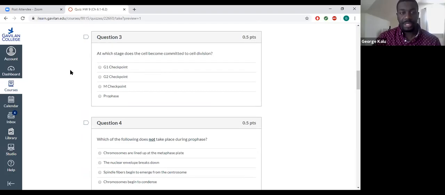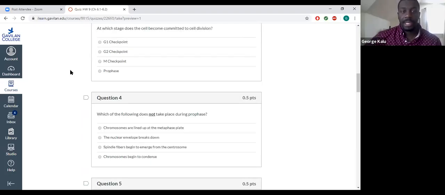All right. Question 3. At which stage does the cell become committed to cell division? The G1 checkpoint, the G2 checkpoint, M phase, or prophase? Yes, beautiful. Everyone's getting this one right. So this is the G1 checkpoint. Once you go past the G1 checkpoint, that's the point of no return. There's no going back. Once you pass the G1 checkpoint, that cell is committed to undergoing cell division.